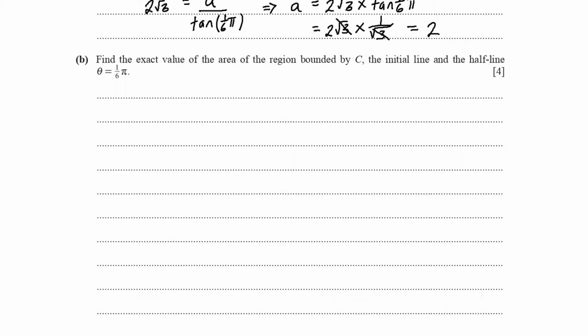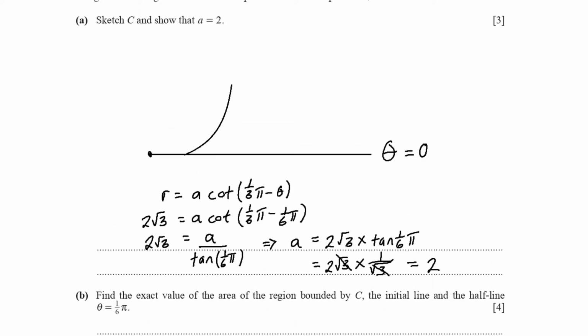So on part B, the question goes, find the exact value of the area of the region bounded by C, the initial line, and the half line θ = π/6. So in our case here, the area that we're looking for is this area here, bounded by the curve, the initial line, and the half line θ = π/6.